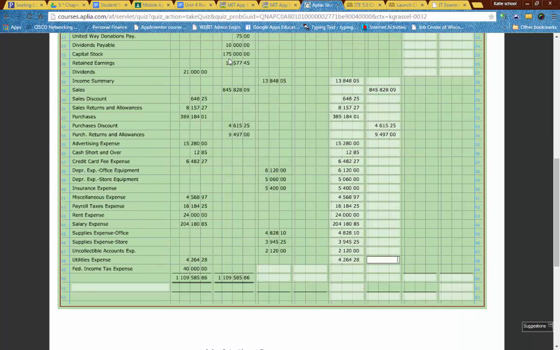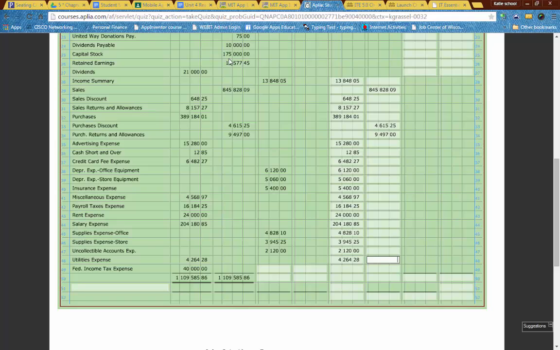Do not carry over your federal income tax, okay? Now, does yours match mine? You should only have 3 credits. A lot of people accidentally put depreciation expense, office equipment, store equipment, and insurance expense as a credit on the income statement, but it really is a debit balance.